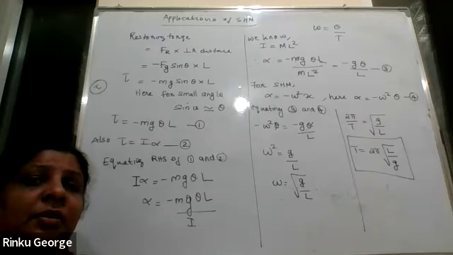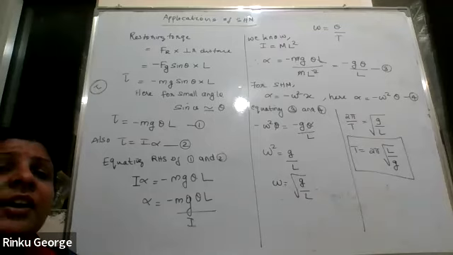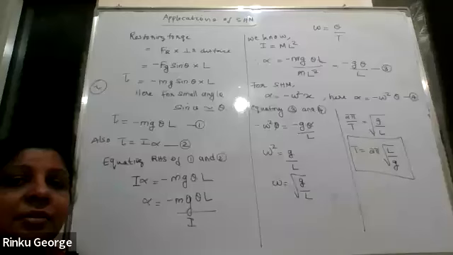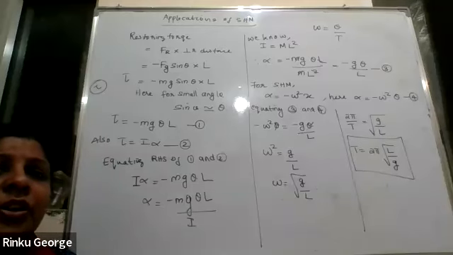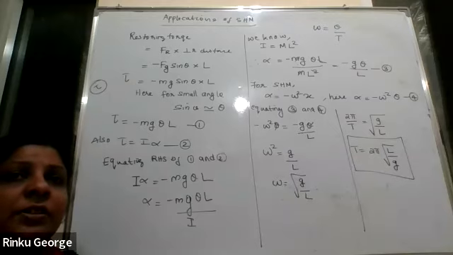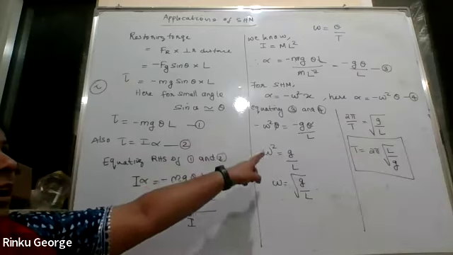Torque is equal to I alpha. Then you equate 1 and 2. Equate the RHS of 1 and 2. And sin theta becomes theta for small angles. Before that, you will equate and find what is alpha. Then, Sarvesh, for I, you will substitute mL square. Then alpha becomes minus g theta by L.